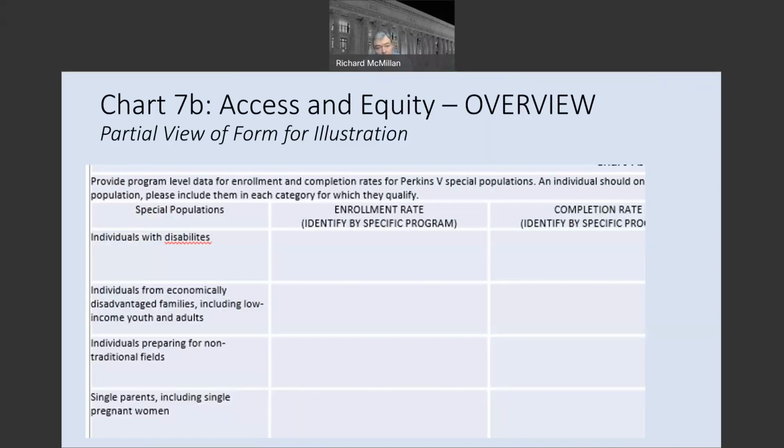So please understand this is a partial view of the form, so I can talk about sections of the form without you not being able to see what I'm talking about because it's so tiny on the screen. If you notice, over in the left column are the special populations. They're not all there because this is a tiny partial view of the form. The form is very long and has a lot of detail. Also notice that in the second column is the enrollment rate, and in the third column is the completion rate. We're going to talk about those in some depth.